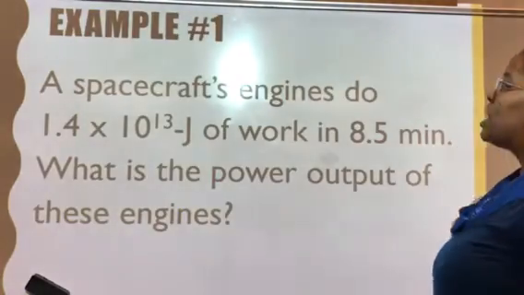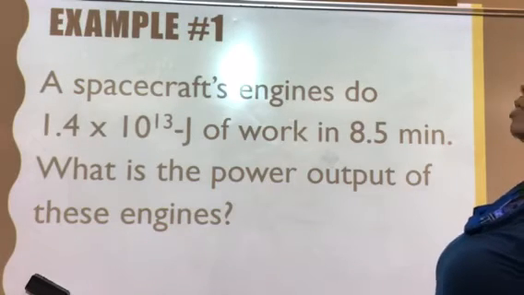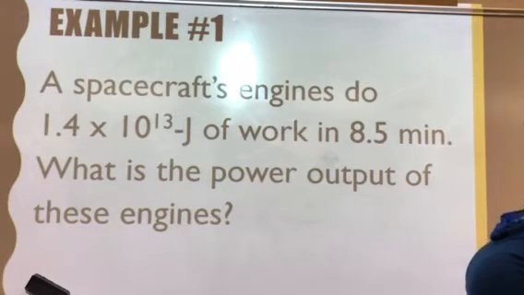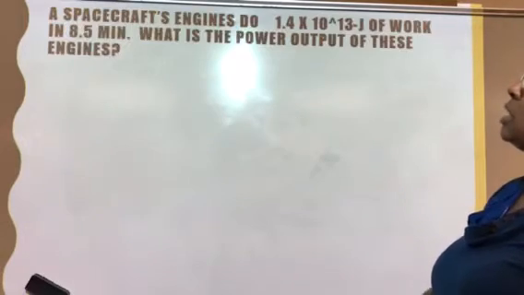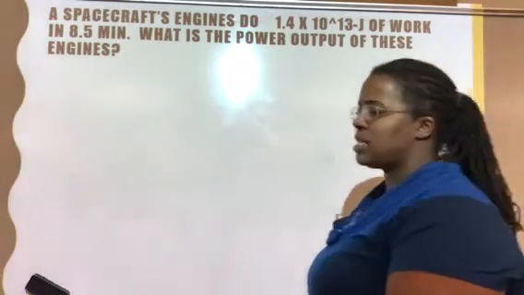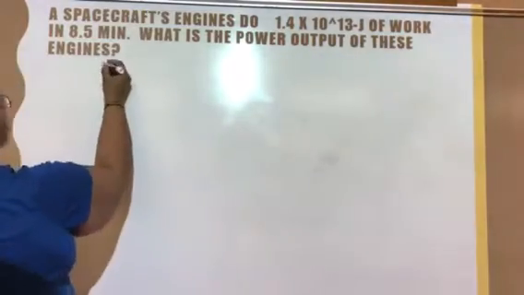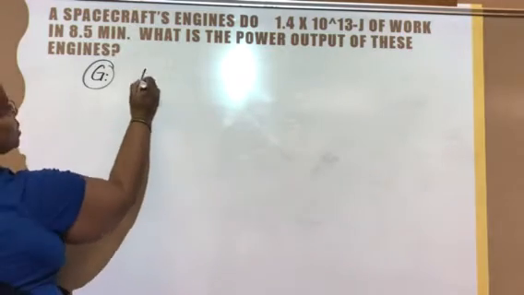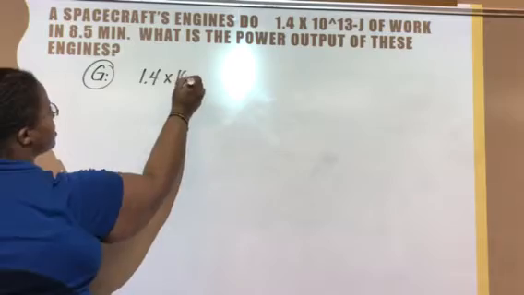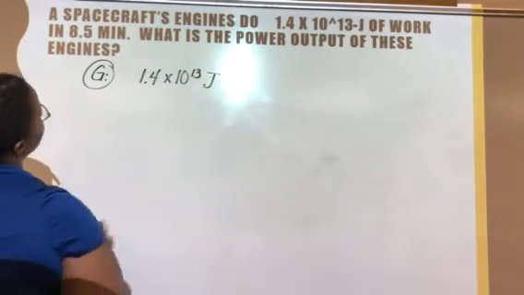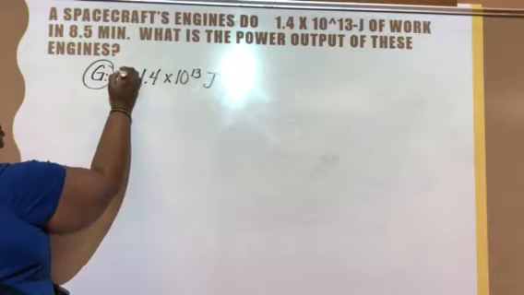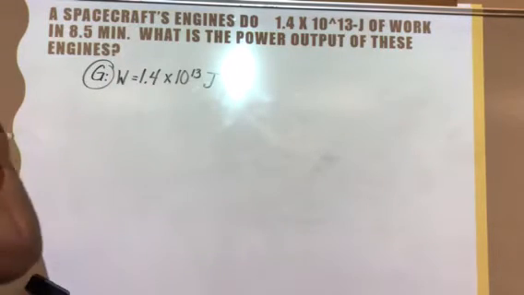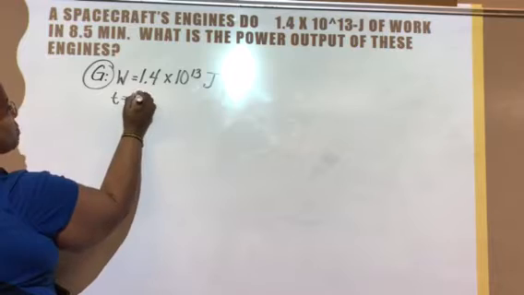Let's do an example. A spacecraft's engine does 1.4 times 10 to the 13th joules of work in 8.5 minutes. What is the power output of these engines? So, let's take a look. We are going to use our GUESS method, and they've given us a nice little base to start from. So, my given information, I have engines that do 1.4 times 10 to the 13th joules of work. Anything that's measured in joules will either be work or energy. And it takes a time of 8.5 minutes.